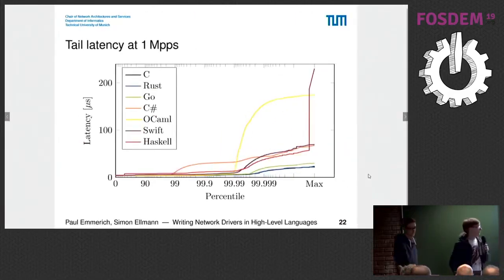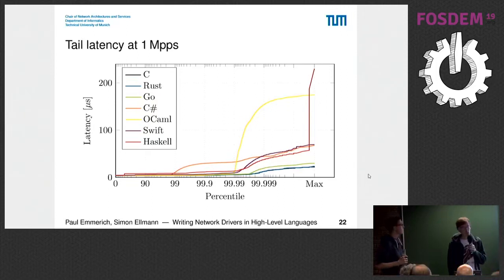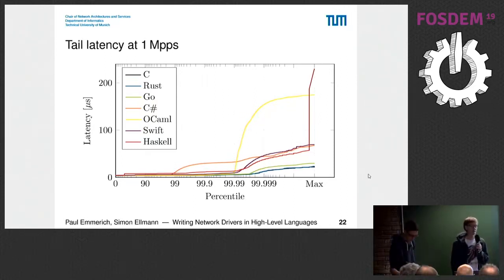Well, there's obviously two things to performance. One is throughput and the other one is latency. And what you can see here is a graph of the latency. That's an HDR histogram, meaning the x-axis is the percentile of the latency, the y-axis is the latency. So for example, if there's a value of 100 microseconds at a percentile of 99, it means that 99% of packets are being handled faster than 100 microseconds and 1% is slower.